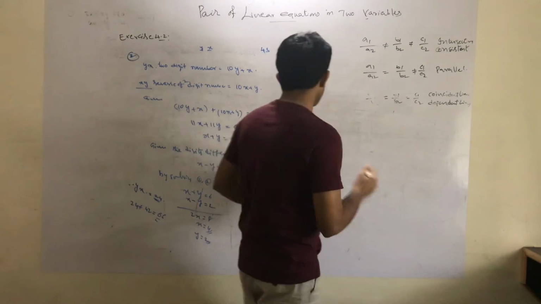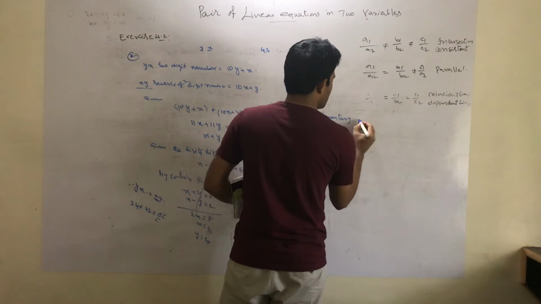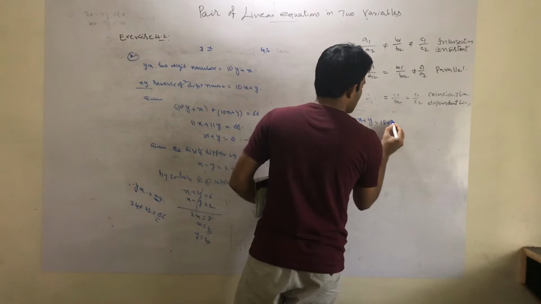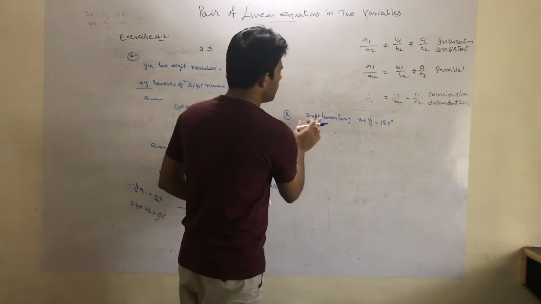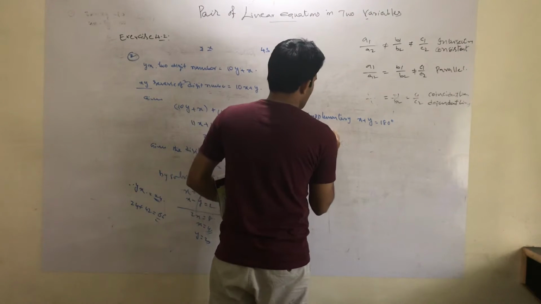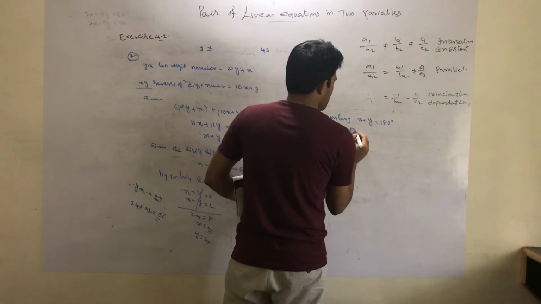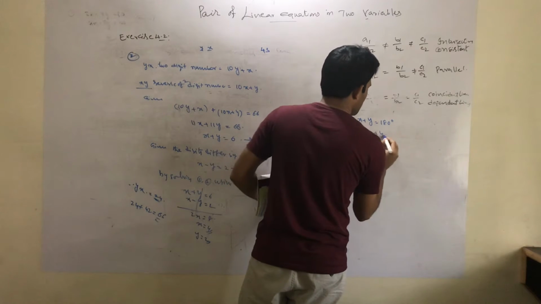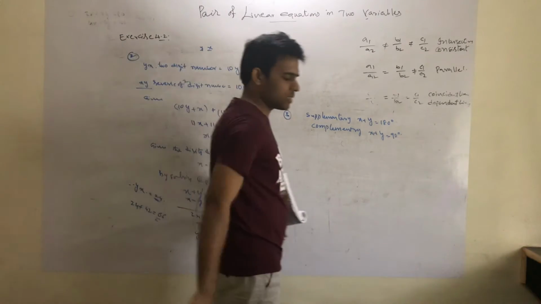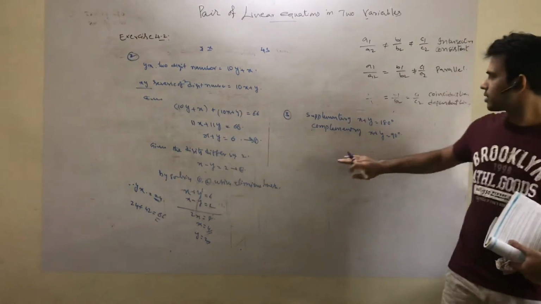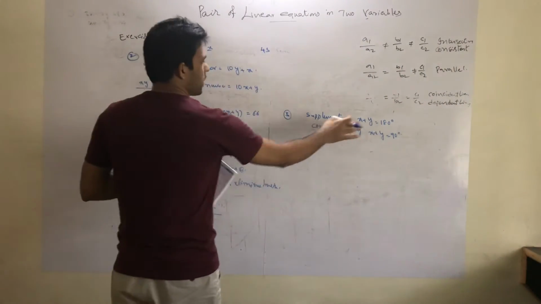When we call them supplementary angles, supplementary means x plus y equal to 180 degrees. And there are complementary angles also. We call the angles complementary when the sum is equal to 90 degrees. Okay, remember this. For supplementary angles, the sum should be 180 degrees, and for complementary angles, the sum should be 90 degrees. Now in the given problem, the larger of two supplementary angles, that means x plus y is 180.